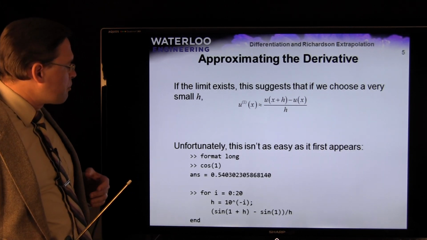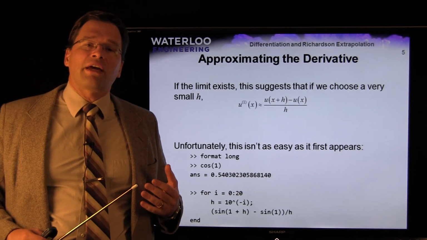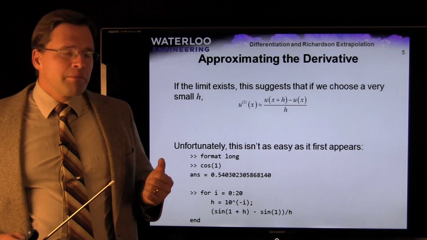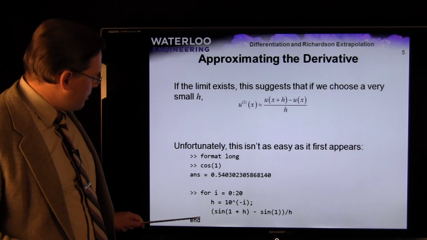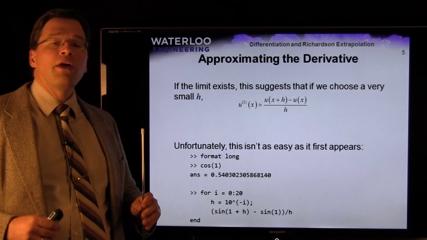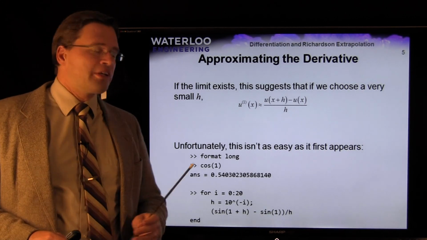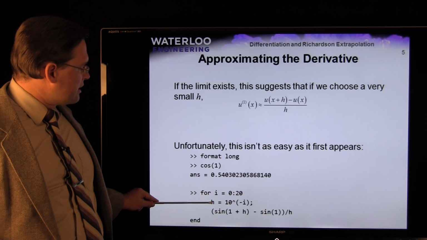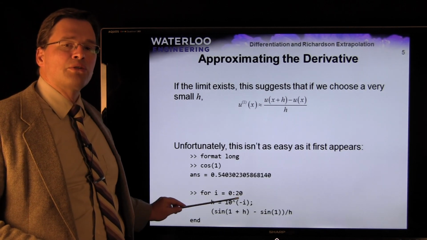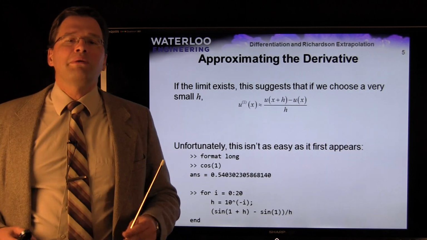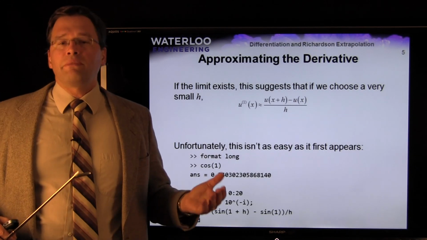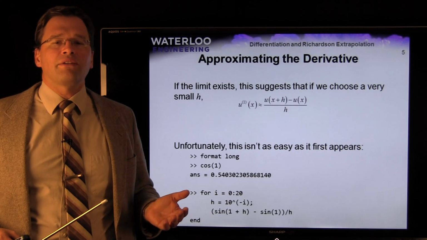Let's say, for example, we want to differentiate sine at 1. Now, the derivative of sine at 1 is cosine at 1, but let's approximate it anyway. So we have sine of 1 plus h minus sine of 1, all over h. That is the formula you learned in first year. We will let h equal 10 to the negative i, where i runs from 0 to 20. So basically we will use the formula you saw in first year with values of h equaling 1, a tenth, a hundredth, and so on.